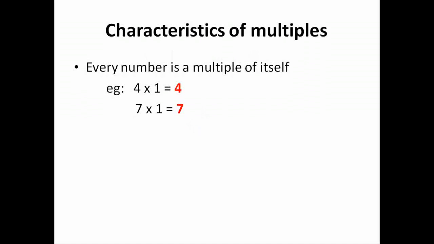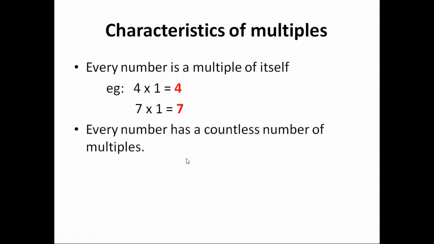So the smallest multiple of a number will be the number itself. And there is no limit to the largest multiple because it will go on. You keep on multiplying and it will go on forever. Every number has a countless number of multiples. What I said just now.